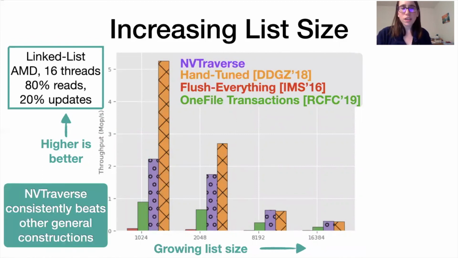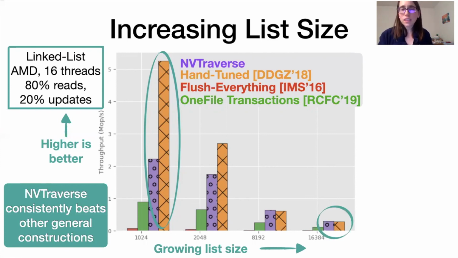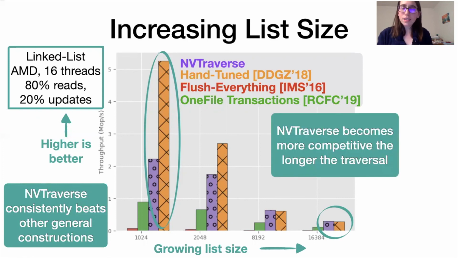And I'm sure you noticed that, at least in this setting, NVTraverse is greatly outperformed by the hand-tuned version. This is to be expected because when you hand-tune for a specific algorithm, you can find more lack of dependencies to capitalize on than when you're doing something general. However, as the list grows, we grow more and more competitive with the hand-tuned version, and for a large list, we actually outperform it. This is intuitively because when the list is larger, the traversal part, in which we don't flush, is comparatively larger in the overall operation.